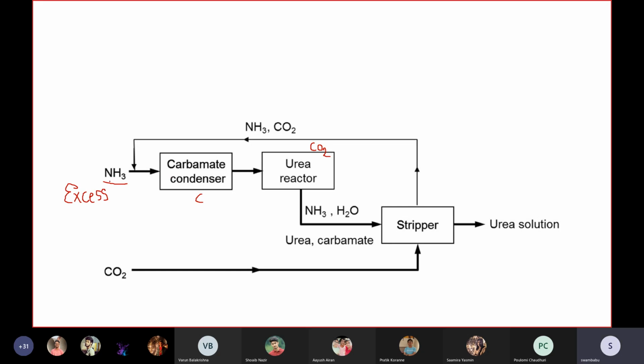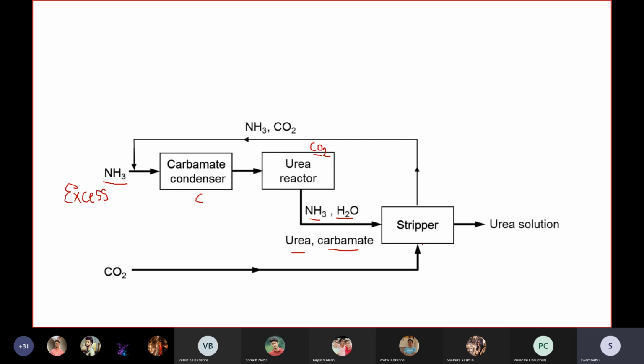Let's say the CO2 is completely consumed. Then we have ammonia, water, urea and carbamate in the urea reactor leaving stream, because CO2 is completely consumed. So basically we are supplying less than stoichiometric liquefied CO2 so that we can consume the complete CO2. So the stream leaving the urea reactor will have ammonia, water, urea and carbamate.